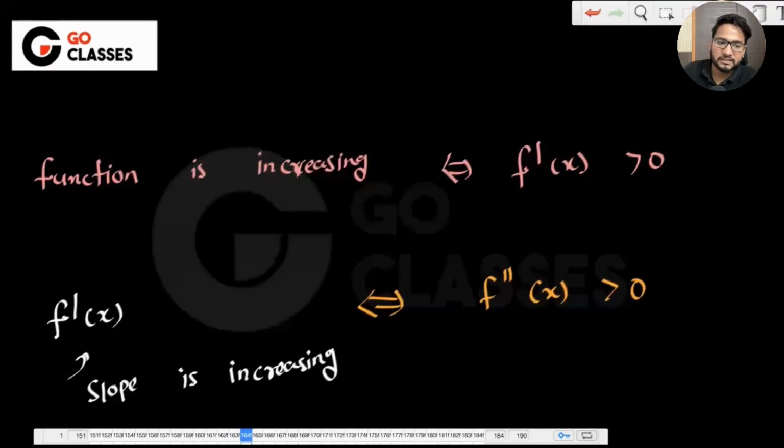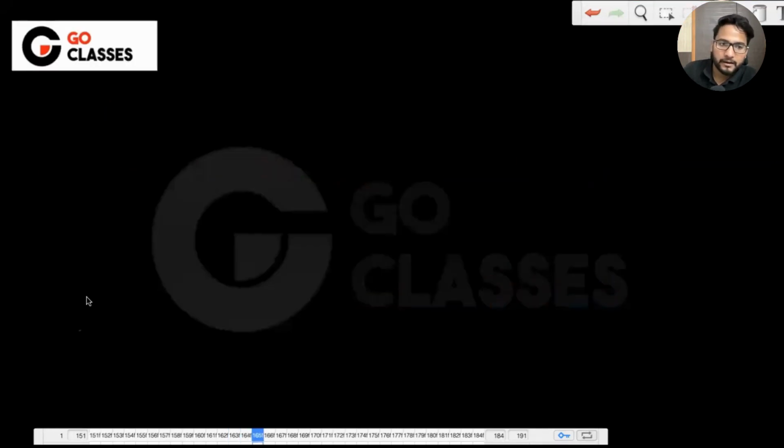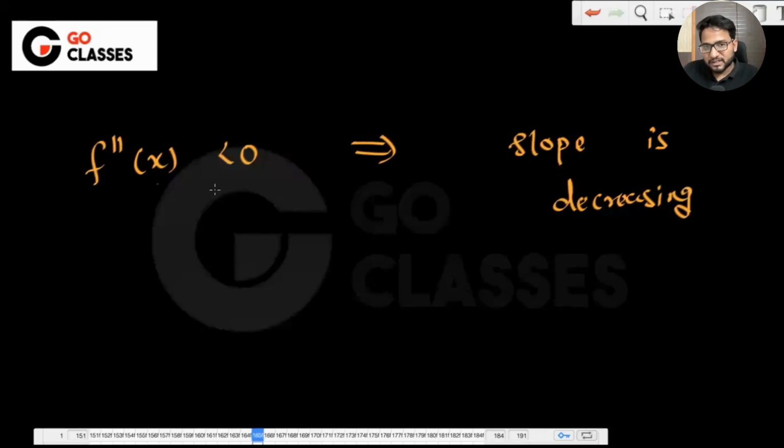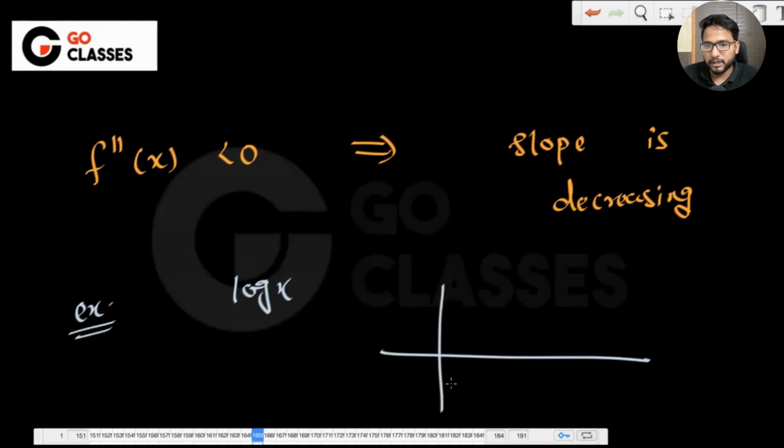See, here, although all of these functions are increasing, if I just say that f double dash x is less than 0, then what does this mean? Slope is decreasing. Right? So this is an example of log x, which looks something like this, right? Initially it has a good slope, but eventually it is almost zero.